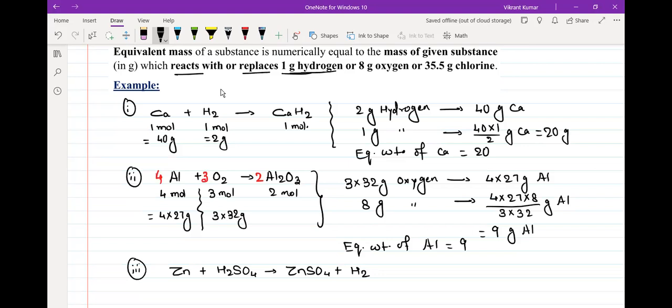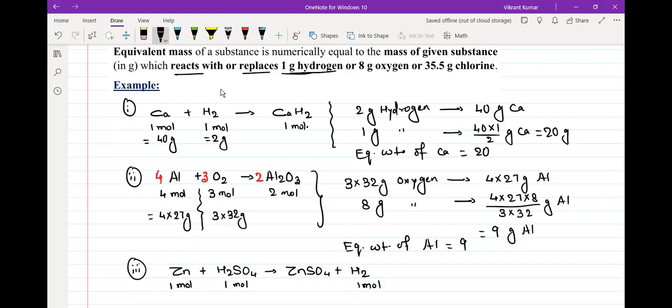Zinc is replacing hydrogen from H2SO4 and it is forming ZnSO4 and H2. So it is also called the hydrogen displacement method, or sometimes they'll ask you which of the following is a non-metal displacement. So hydrogen is a non-metal which is being displaced by zinc, right? So here this is also a balanced reaction. So 1 mole will require 1 mole and it will produce 1 mole of H2.